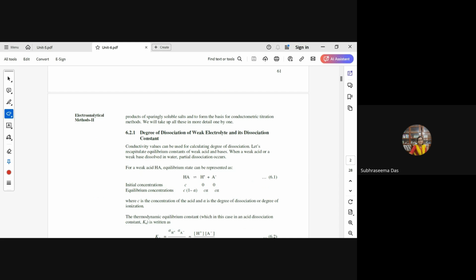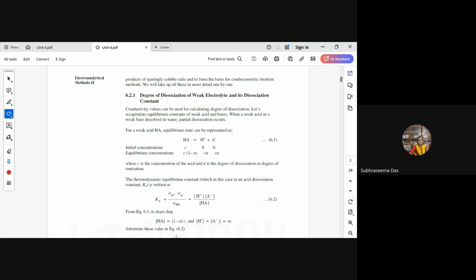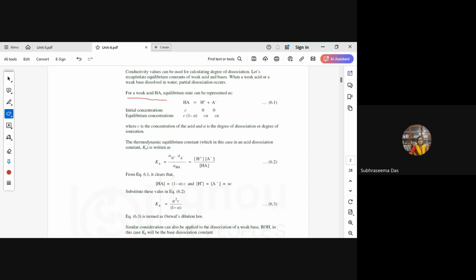First we will start with the degree of dissociation of a weak electrolyte and its dissociation constant. Now, for a weak acid, HA, the equilibrium is represented as HA breaking to give H+ and A-, where at equilibrium the concentration of HA is given as C(1 - α), and H+ and A- are given as Cα, where C is the concentration of the acid and α is the degree of dissociation or the degree of ionization.